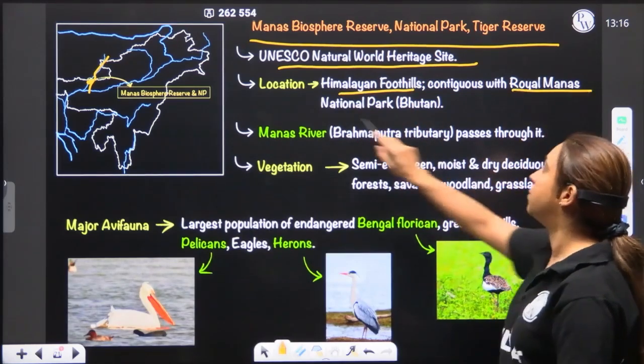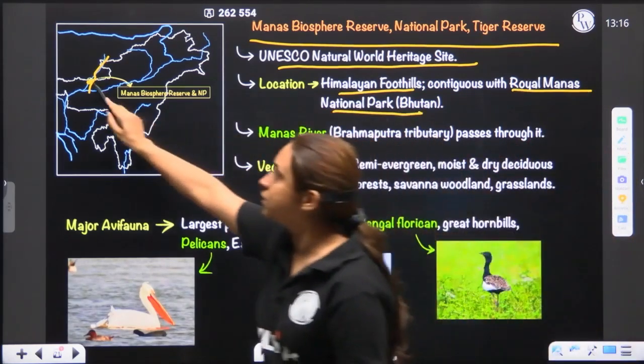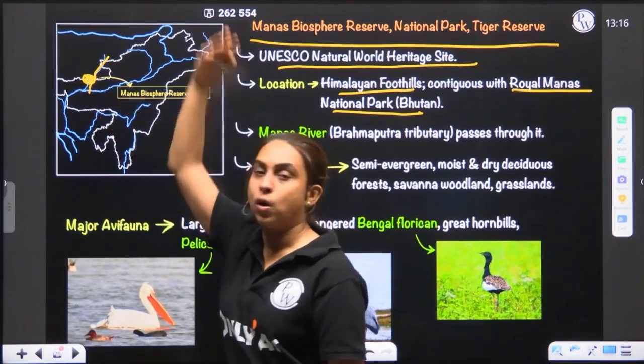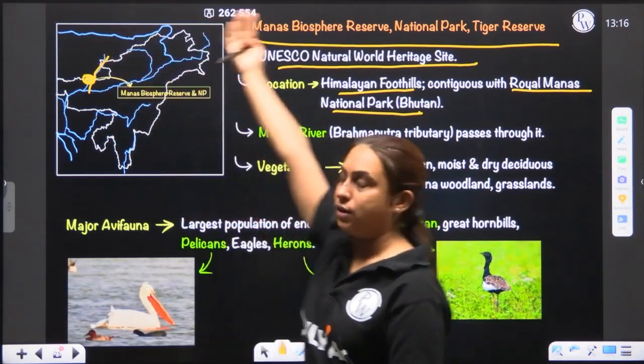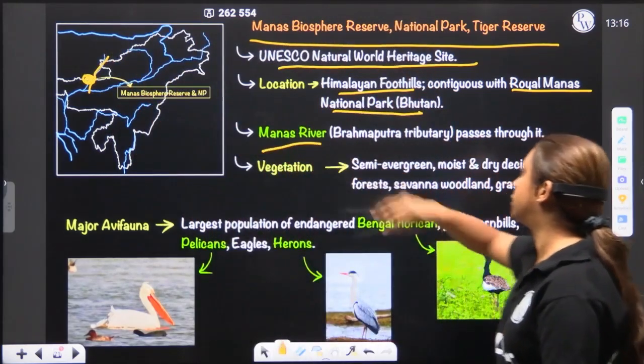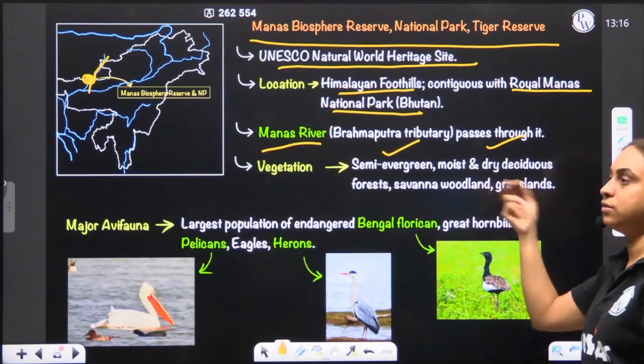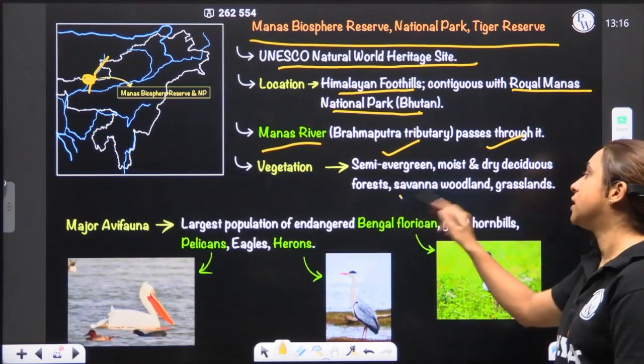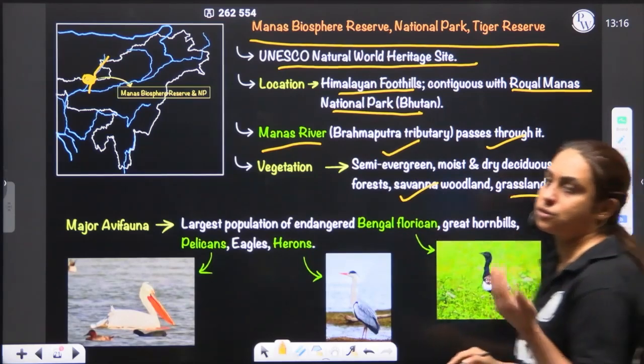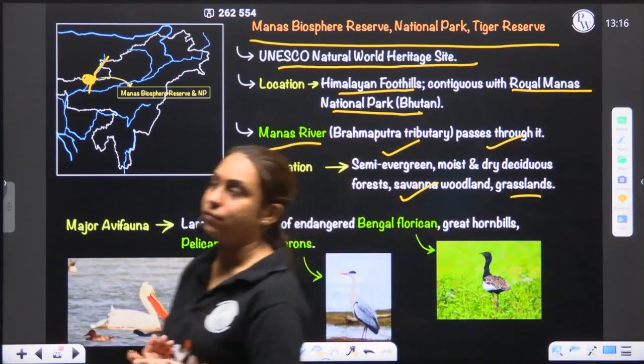This is contiguous to Royal Manas National Park at Bhutan. You can see this is at the border. So there's also Royal Manas National Park, that is from Bhutan. Manas river is passing through it. Vegetation: semi-evergreen, moist forest, dry deciduous forest, moist deciduous forest, savanna woodland, grasses. So you have grasses, you have monsoon forest, you have semi-evergreen forest.